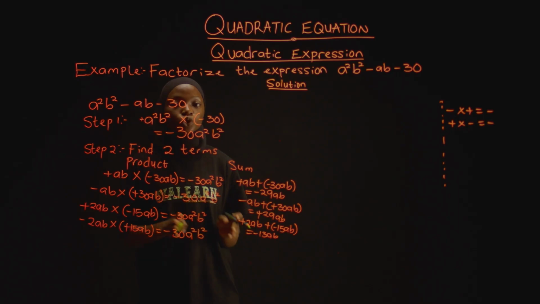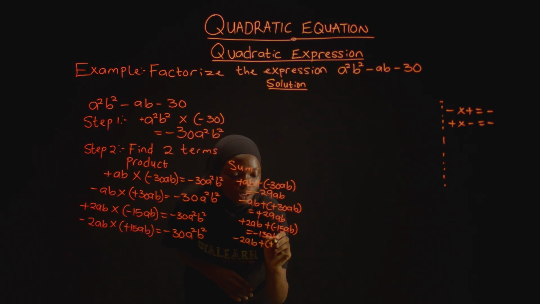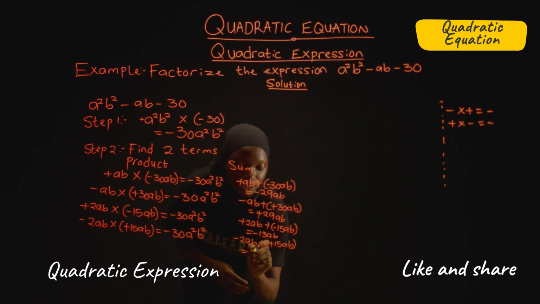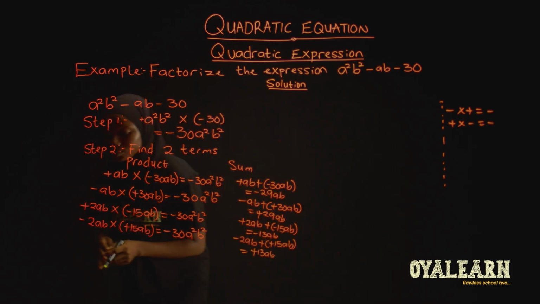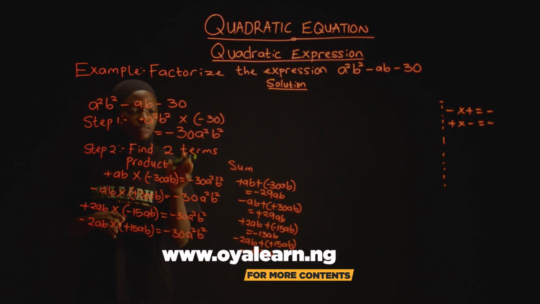But let's check for the sum. We'll be having minus 2AB plus 15AB. And here, minus 2AB plus 15AB, that will give us plus 13AB, which is still not the term we need to find. So we'll move on again and look for two other numbers you can multiply together to give us this 30.